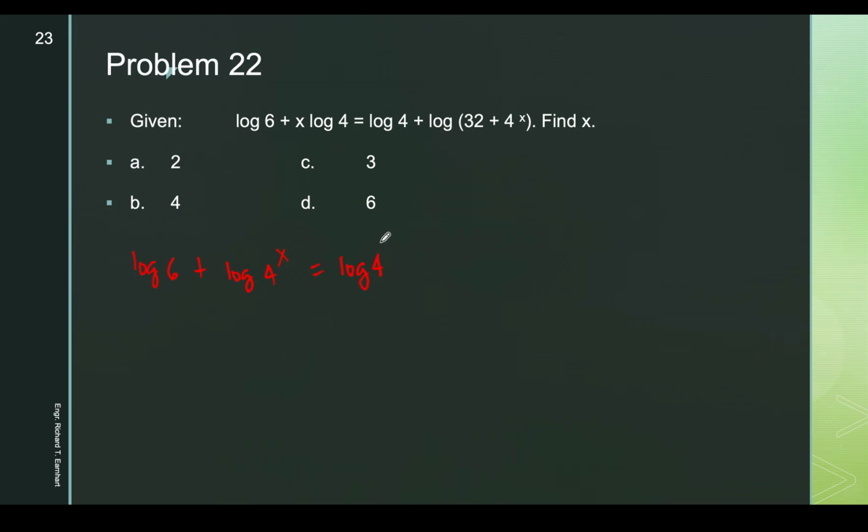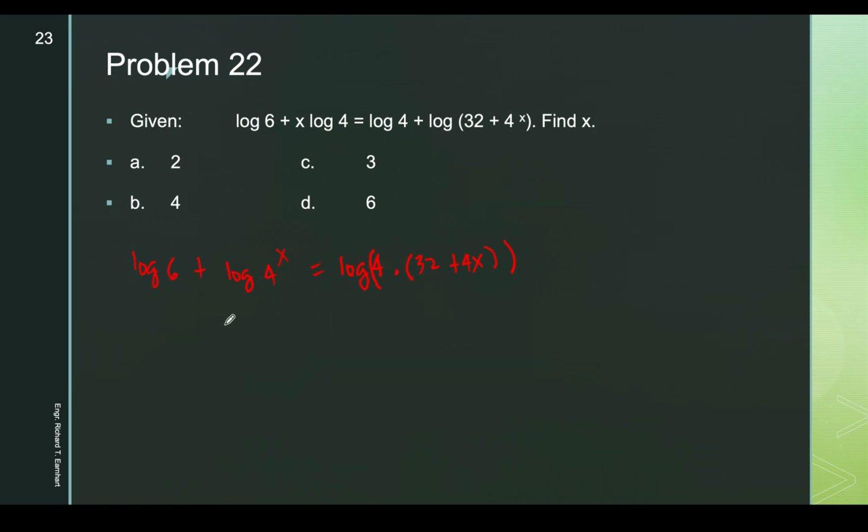This is, okay, log of same base, and this is plus, so log of the product, log of 4 times 32 plus 4x. Okay, we can simplify this. Actually, you can compute this directly from your calculator, but this problem will somehow review your logarithmic properties.